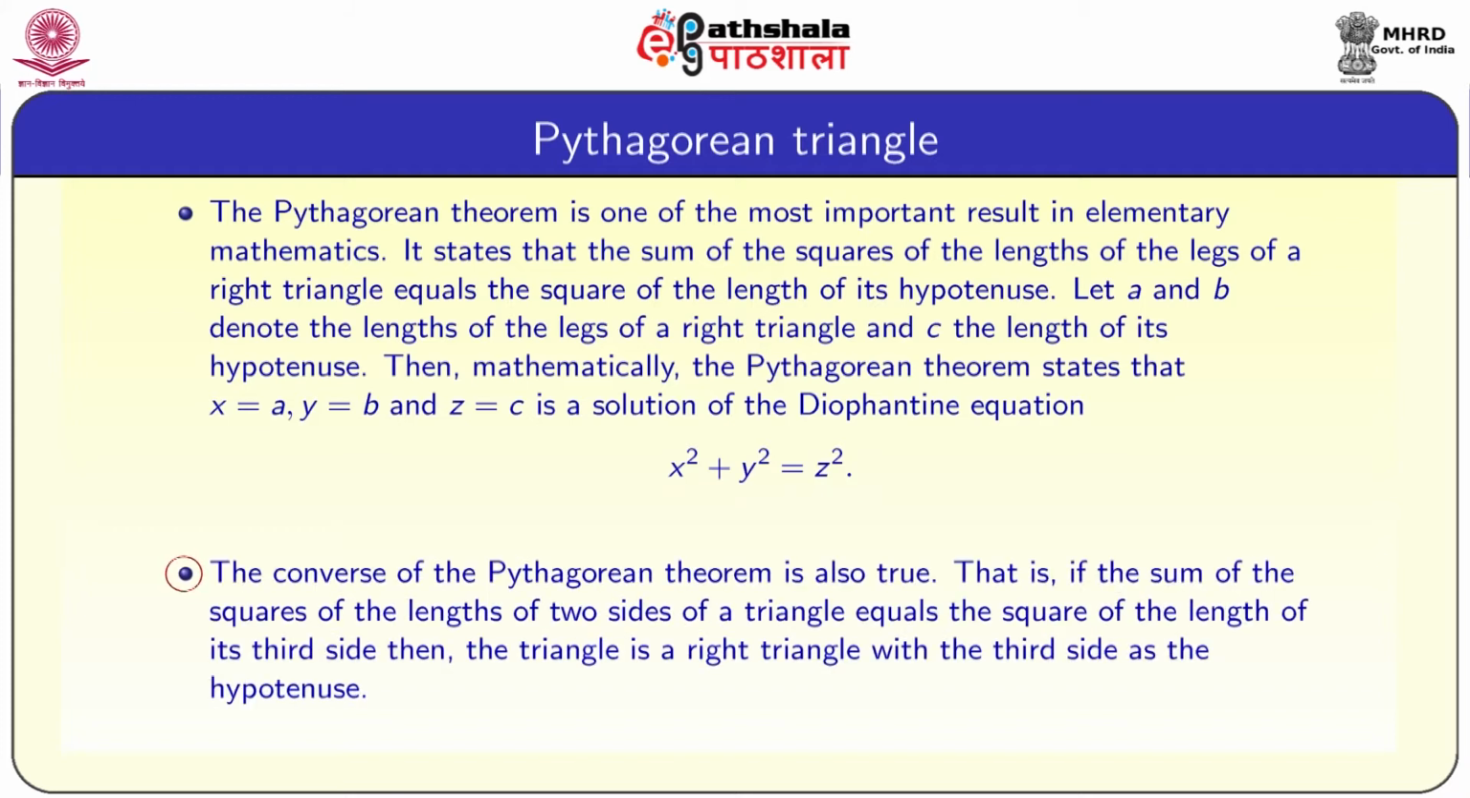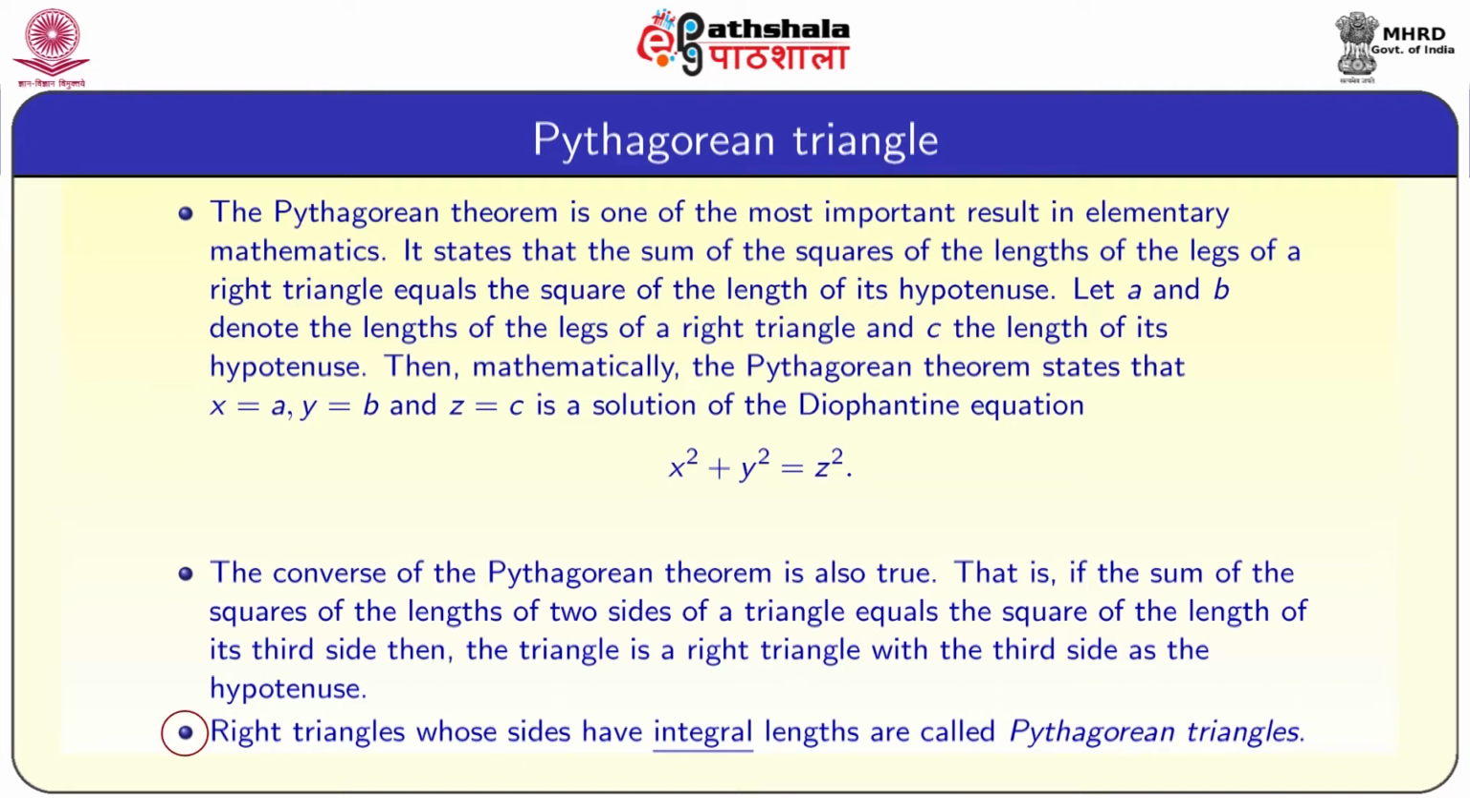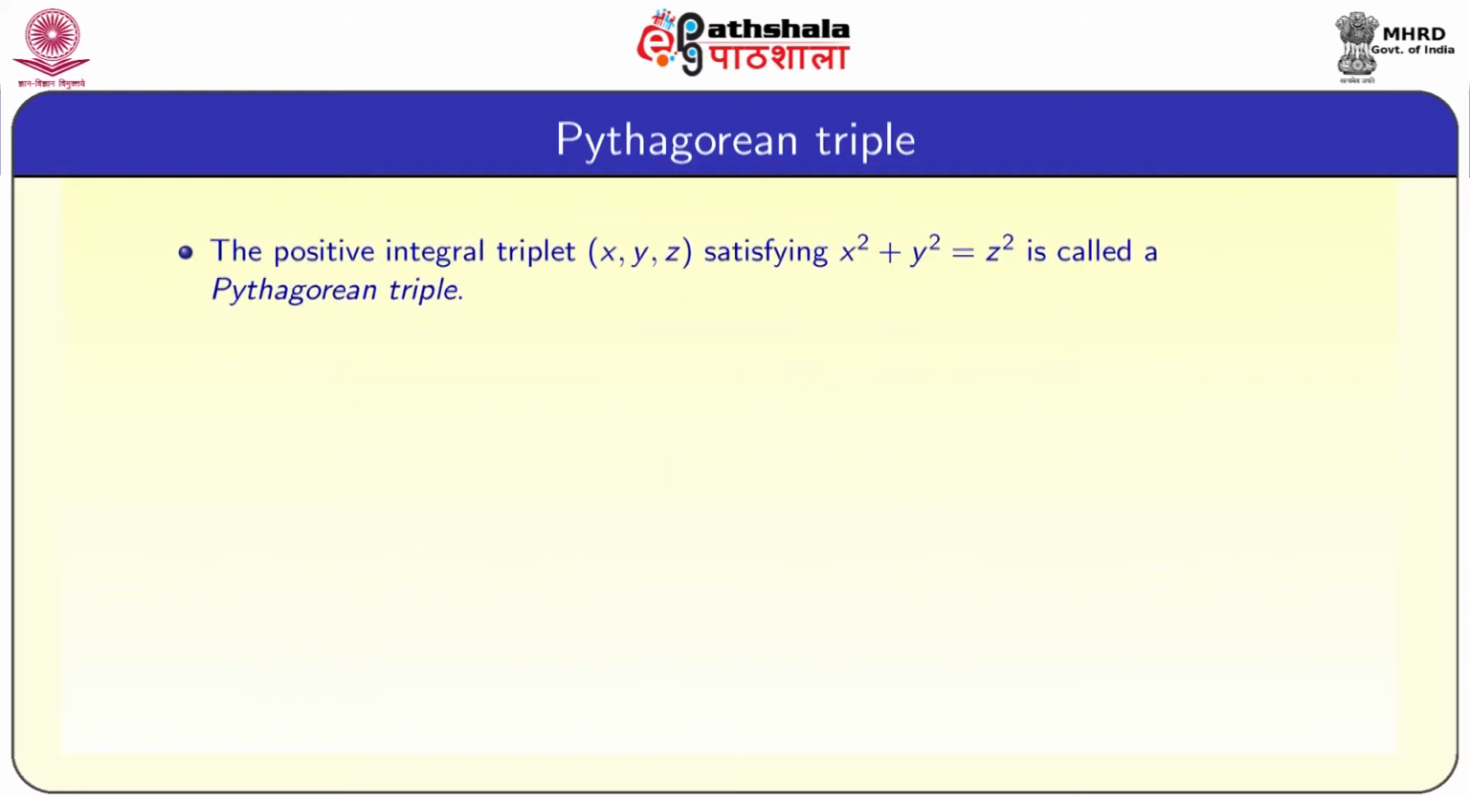The converse of the Pythagorean theorem is also true, that is, if the sum of the squares of the lengths of two sides of a triangle is equal to the square of the length of the third side, then the triangle is a right triangle with the third side as its hypotenuse. Right triangles whose sides have integral lengths are called Pythagorean triangles. Pythagorean triple: a positive integral triplet x, y, z satisfying x square plus y square equal to z square is called a Pythagorean triple.